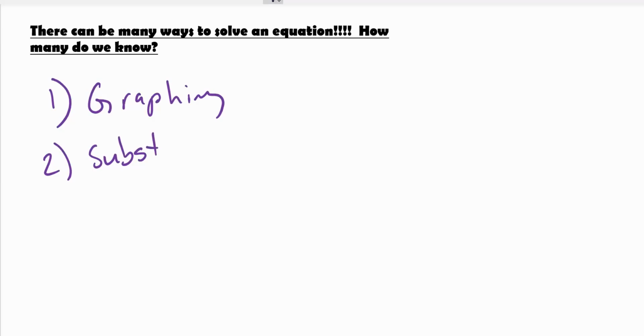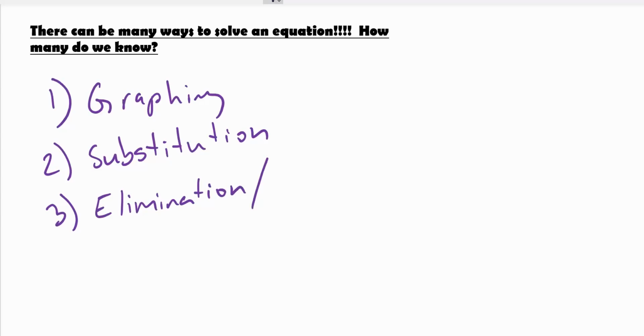So there can be many ways to solve the equation. What have we learned so far? We've learned to solve by graphing. We've learned to solve by substitution. And we've learned to solve by elimination. And we also call that combination, because we're going to combine our equations to eliminate a variable. And today's lesson is lesson 48.